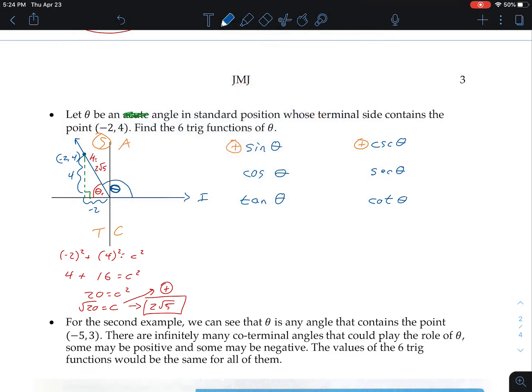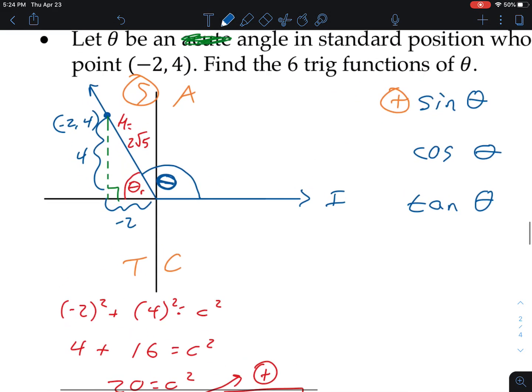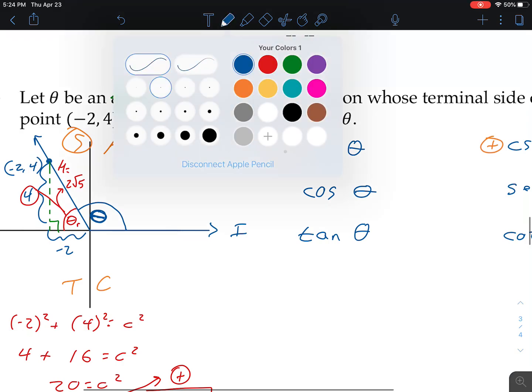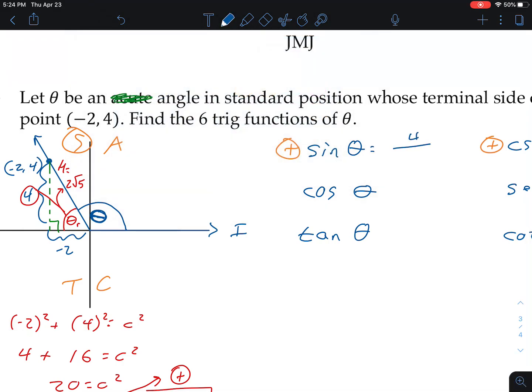Okay, well, let's see. So my sine of theta is going to be, from my little reference angle, opposite over hypotenuse. So I got 4 positive over 2 radical 5. Okay, I'm using my reference angle there. Cosine is going to be adjacent over hypotenuse. And if you look, there's my negative: negative 2 over 2 radical 5. It is negative, and I expected it to be.